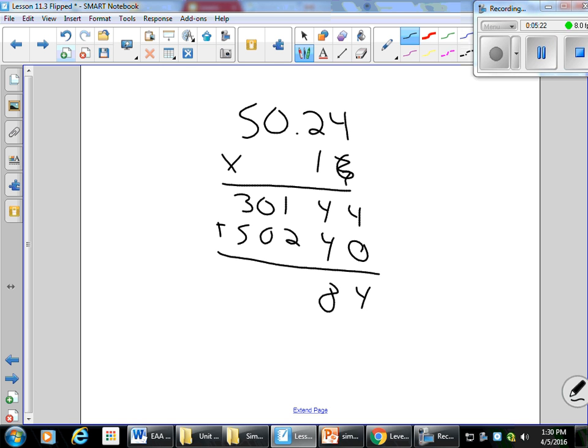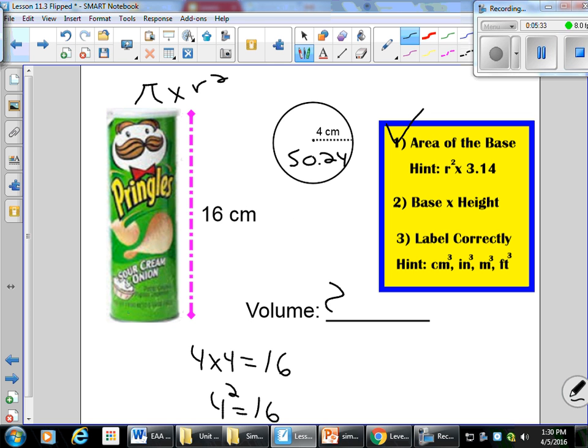4, 8, 3, 0, 8. Two numbers after the decimal. My answer is 803.84. 803.84. How am I going to label this? I'm in centimeters. Centimeters cubed.